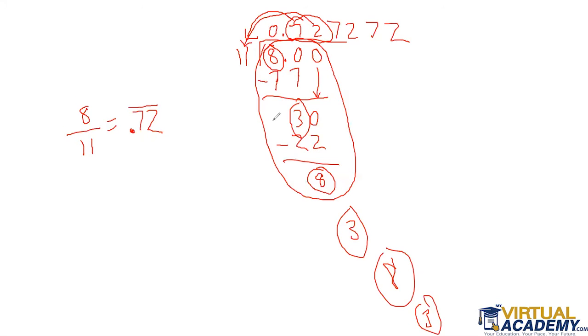So that's a repeating decimal with a 2-number pattern. So I'm going to clear the board here and do a couple of longer examples, okay? The next example that I'm going to do is 2 over 7, okay?